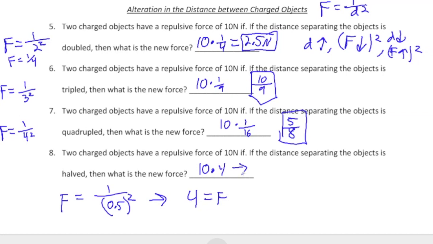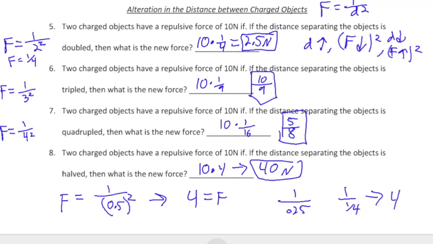And again, use your calculator if you're unsure on how I did that math, but very simply, right, 1 over 0.5 squared is just 1 over 0.25, and 1 over 0.25 is just 1 over 1/4. This goes on top, which just leaves us with 4 times as big. And that's it for our homework, all right?